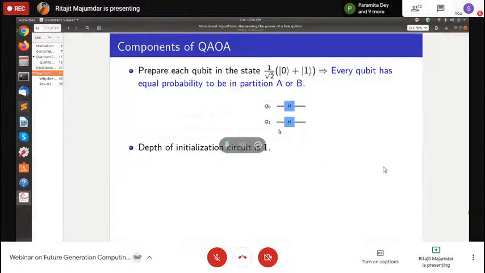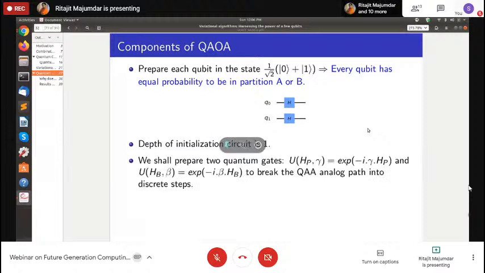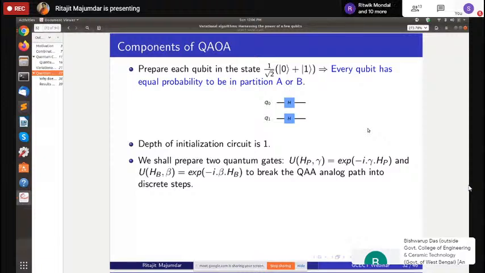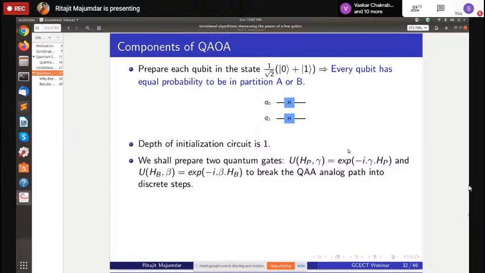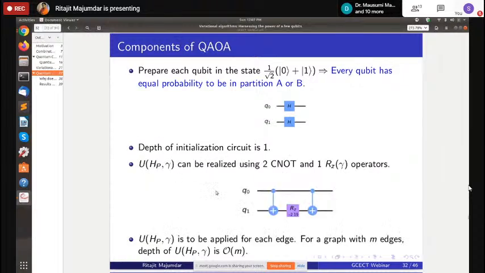So the initialization step requires a depth of 1. That is the best we can do. You cannot go beyond depth 1. Now we need to break this analog trajectory using quantum gates. And we will prepare two quantum gates, this UHP and UHP. Now see, these are parameterized gates. Gamma and beta are parameters, and we can vary them. If we vary gamma and beta, the gates will change. Fine, we'll see what these gates do, but don't worry, we'll see just now. These are the two gates that will operate one after another to break the analog trajectory into discrete states.